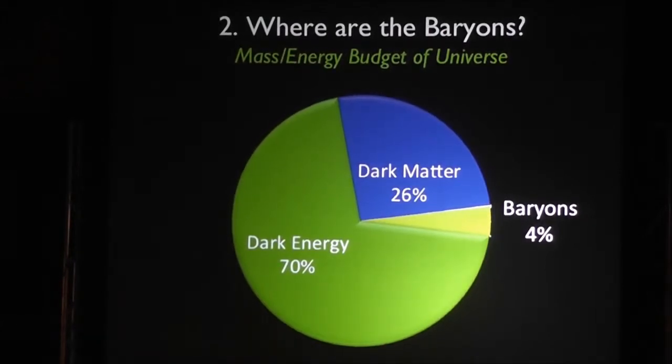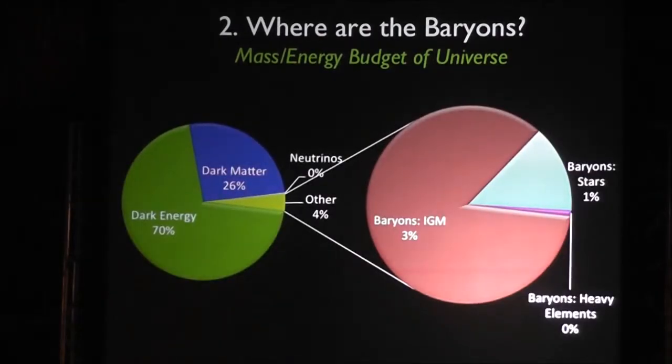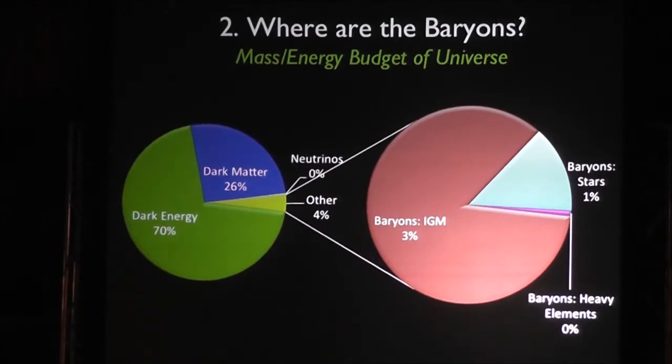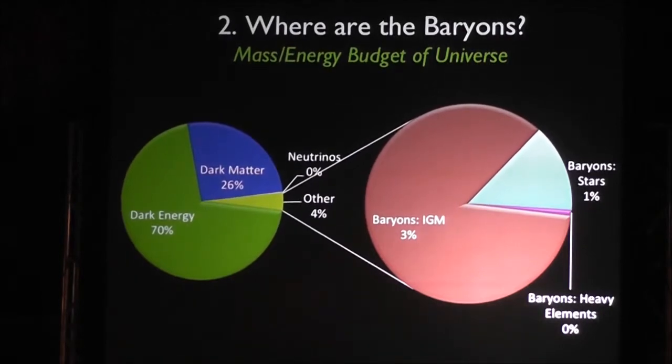That's all we are. And in fact, if you look at the baryons and do a pie chart of that, only 1% is in stars and galaxies, and the other 3% is in the IGM. We look at the galaxies. It's very hard for us to look at the IGM, even though that dominates the normal matter in the universe.